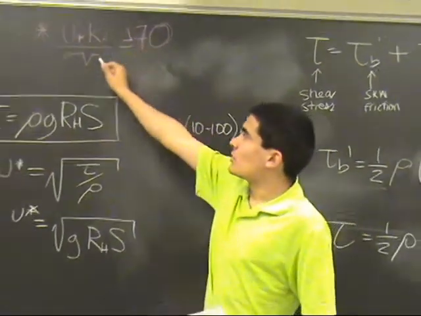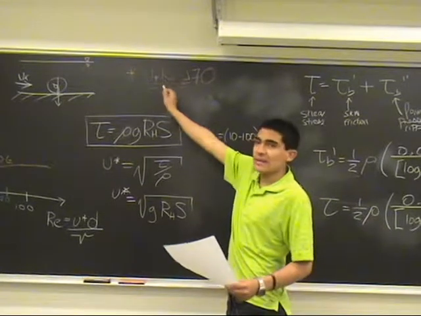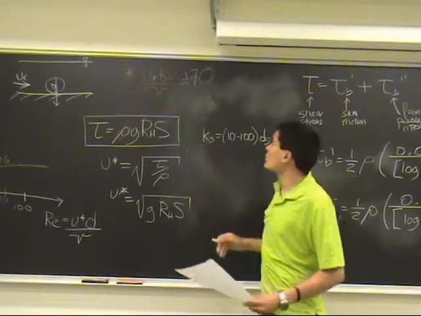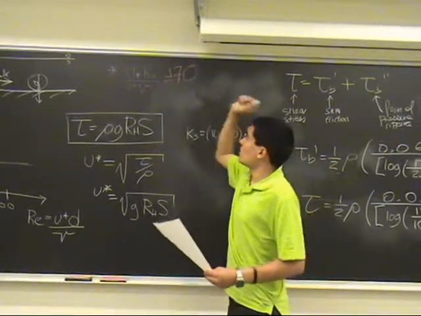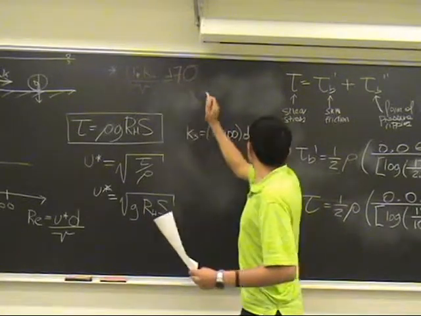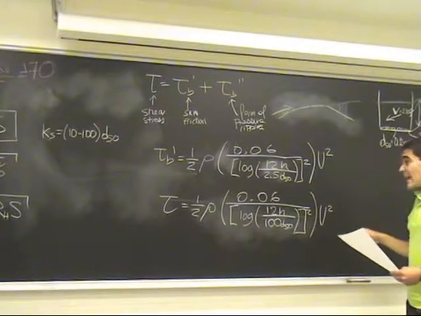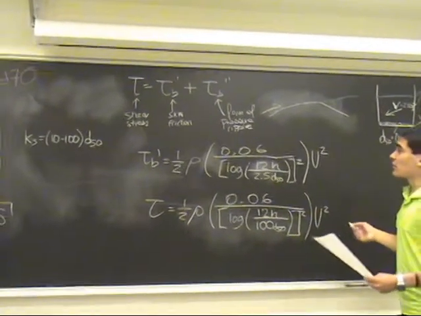And then the third parameter is the kinematic viscosity. We know that is basically a constant, just depends on temperature. Now, don't be scared. For most channels, this Reynolds number is greater than 70, which means we can come over here and calculate our shear stress using this fancy equation.